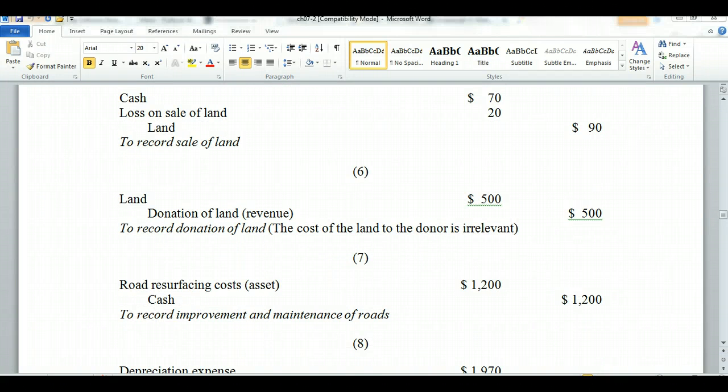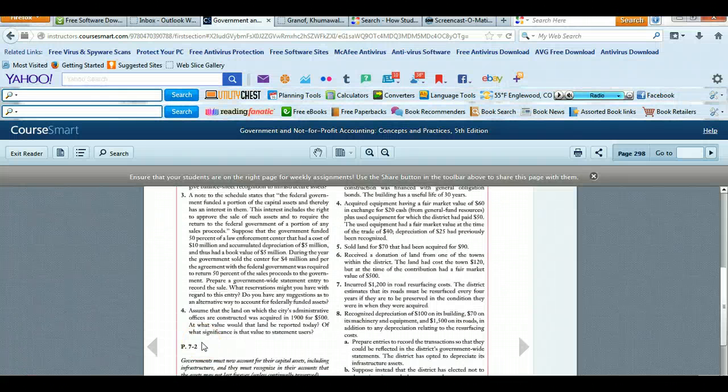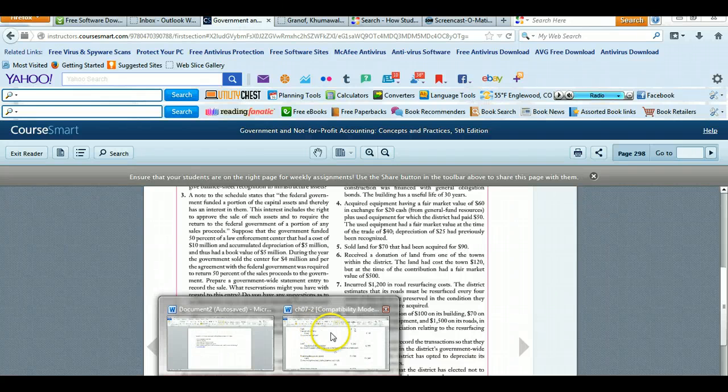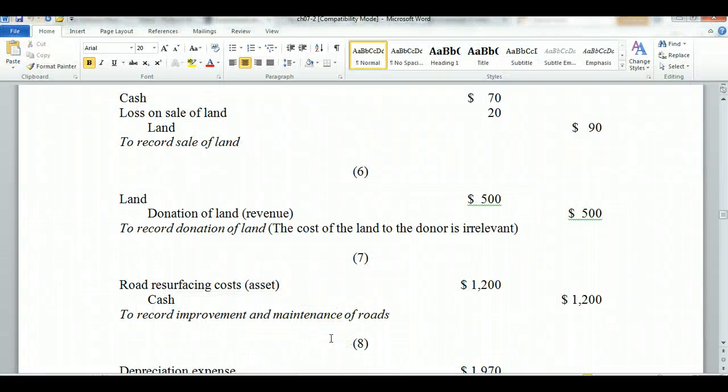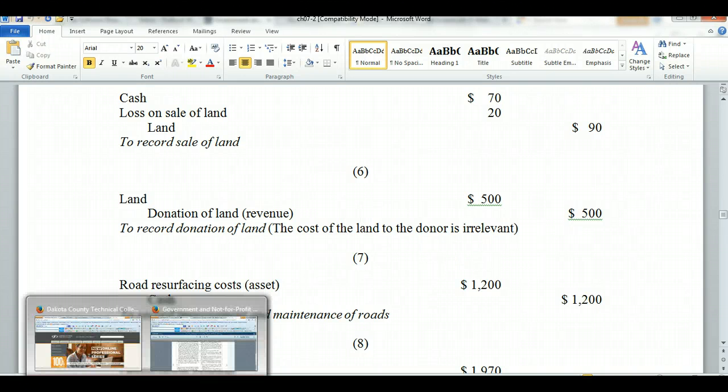Next, we're going to see that we've received a donation of land from another town, and the land had cost the town 120, but at the time of the contribution had a fair market value of 500. Well, in this case, we will be recording it as the fair market value land, and then we're going to have a net asset increase or revenue. Ultimately, the effect is an increase in net assets, recording that donation of land.